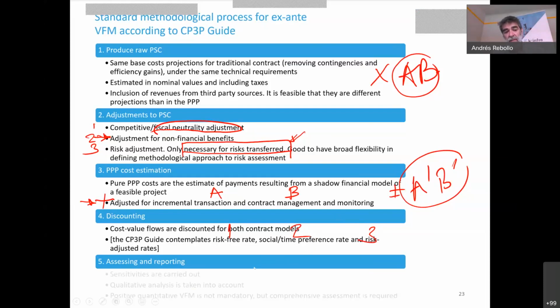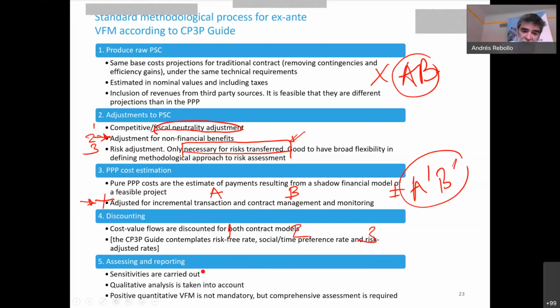And then we assess and report. For the guide, it's a must to do sensitivities. Sensitivities is building uncertainty into the assessment. You have one base case, you have one single number, value for money is positive 10 million, which is 2% of the capex. But then how about if you change this or this other thing? Because all the estimates are pretty uncertain. So you say, if interest rates go down to this, the value for money would increase by this.